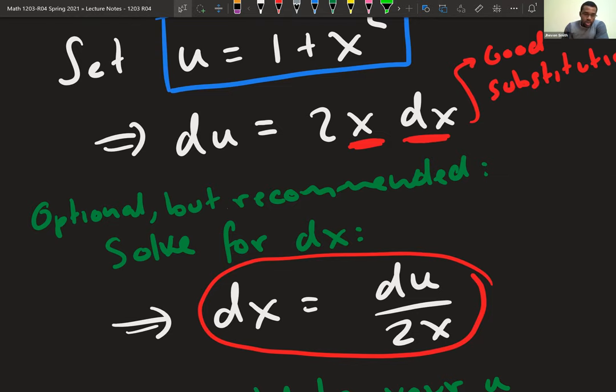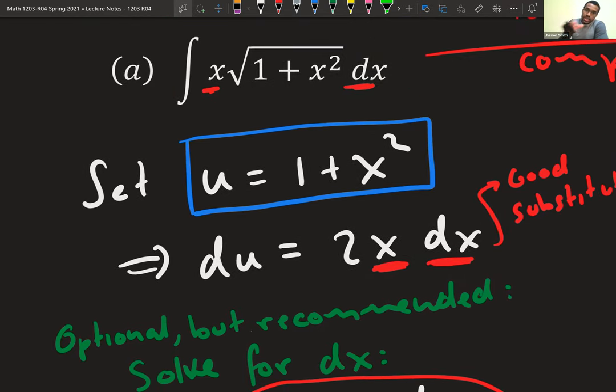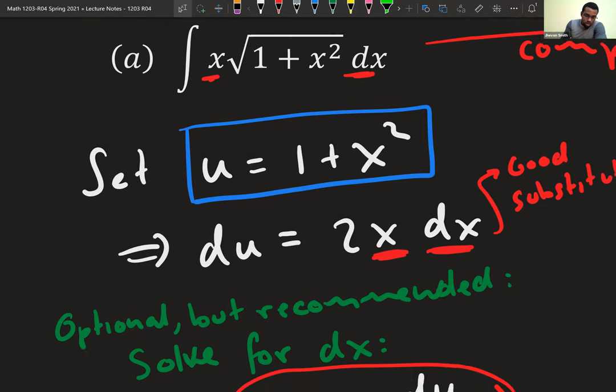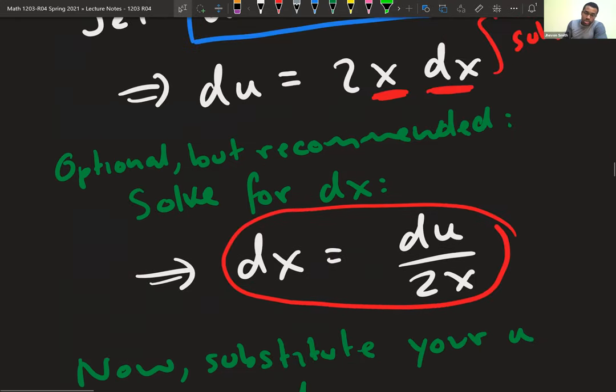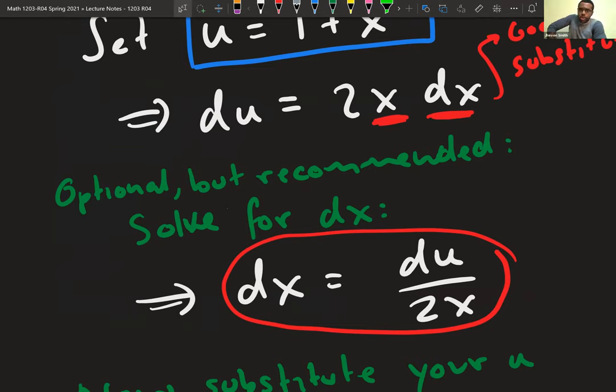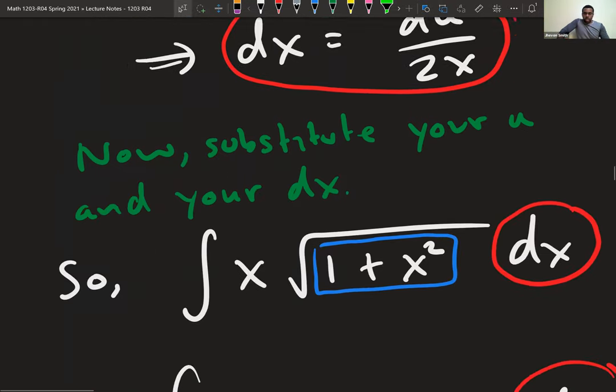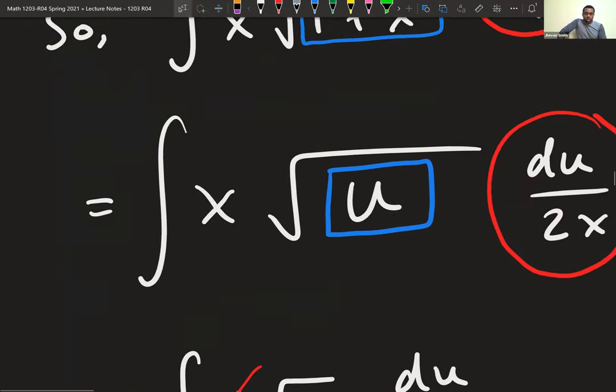And so now what we can do is we can plug in the u's and we can replace the dx. And so that's what we did. It's sometimes easier visually for students to solve for dx. Not technically necessary, but I think most students actually find this easier, to just solve for the dx and plug in the dx. And by doing that, we end up with this integral here.